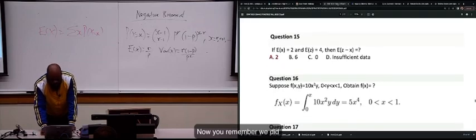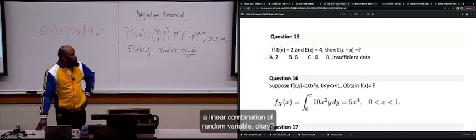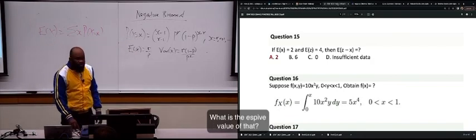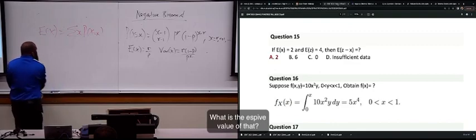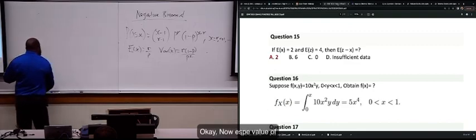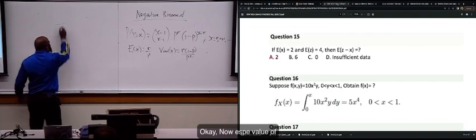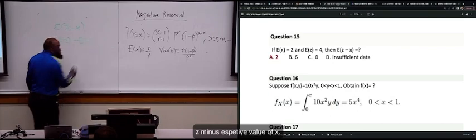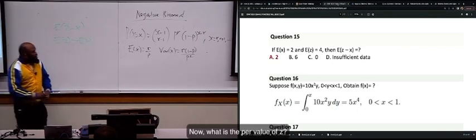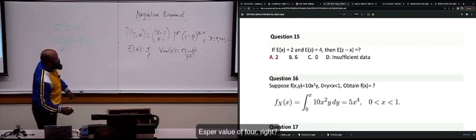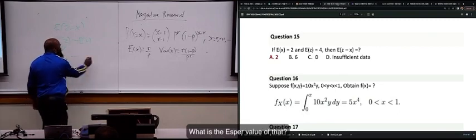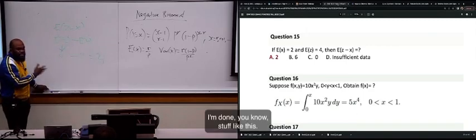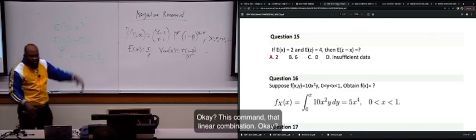Now, you remember we did a linear combination of random variables? You're given the expected value of x equal to 2, and the expected value of z equal to 4. What is the expected value of z minus x? The expected value of z minus x is the expected value of z minus the expected value of x. That's super easy, right? The expected value of z is 4, and the expected value of x is 2. 4 minus 2 is 2. I'm done. Stuff like this comes under linear combination.